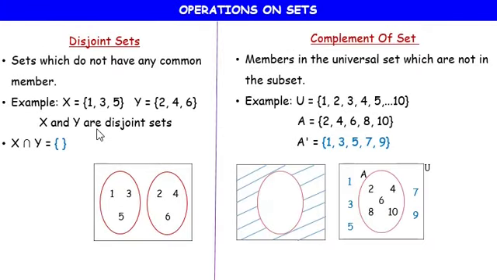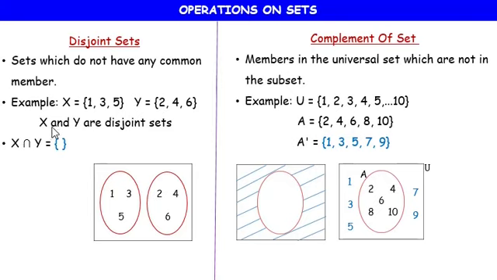Okay, let's now look at disjoint set. So what are disjoint sets? These are sets which do not have any common member. So they have nothing in common, absolutely nothing in common. So if we have set X equal to 1, 3, and 5, and set Y equal to 2, 4, and 6.